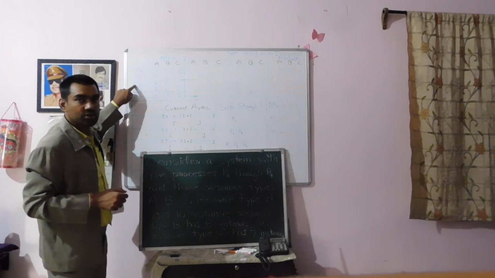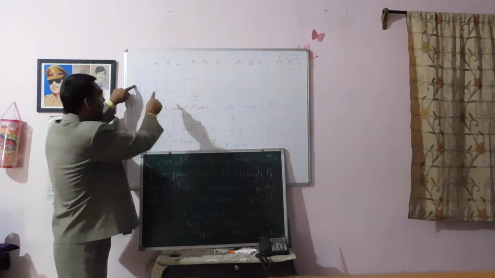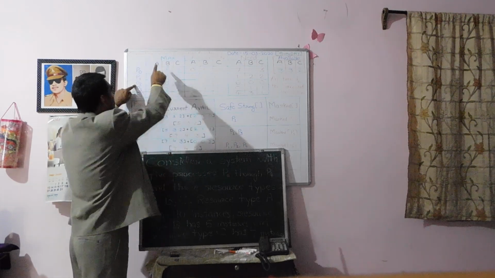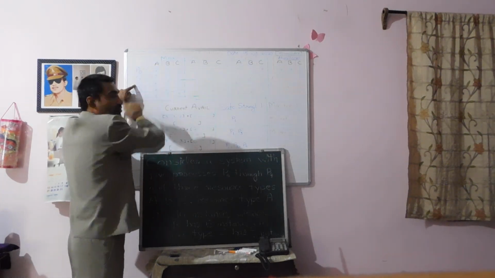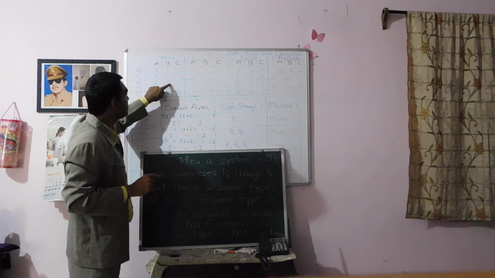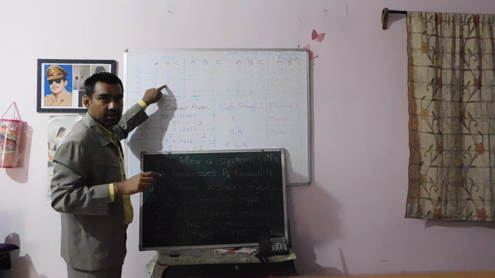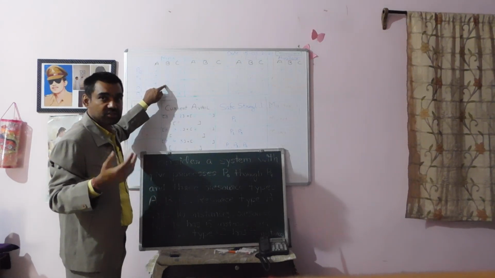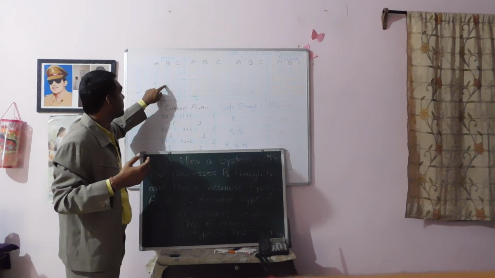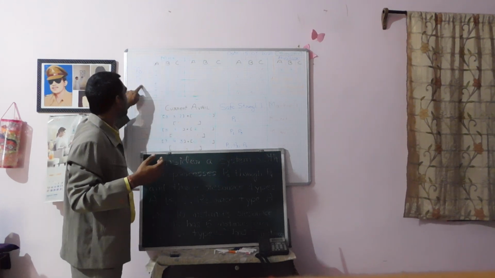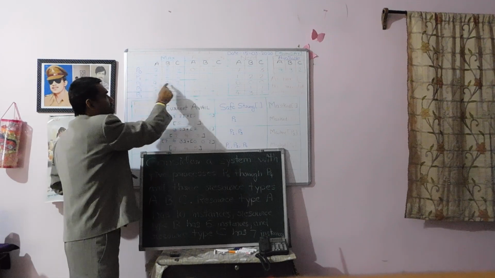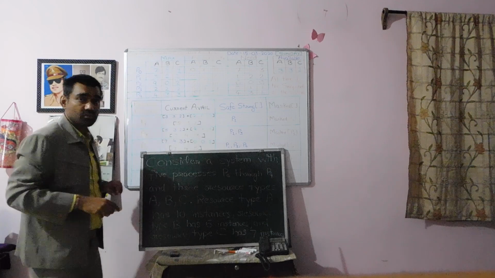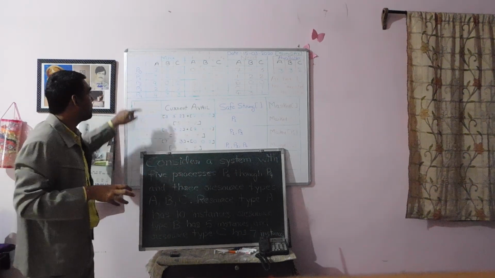Likewise, if I consider P2, then 9 is the maximum requirement of resource type A by P2. 0 is the maximum number of instances of resource type B required by P2. So this vector specifies 9, 0, 2. This specifies the maximum resource requirement of P2.